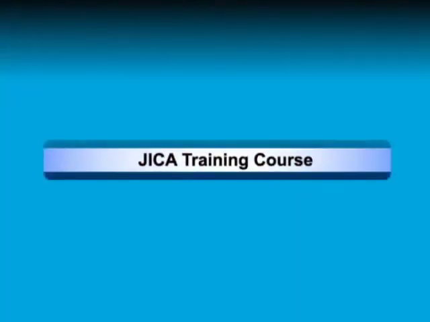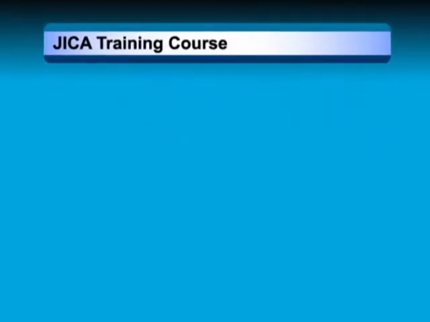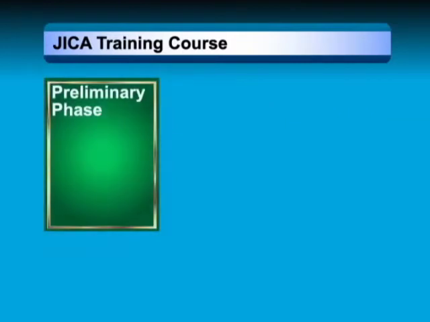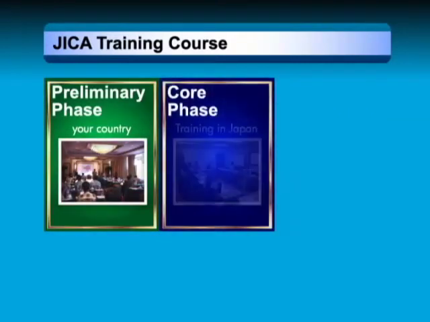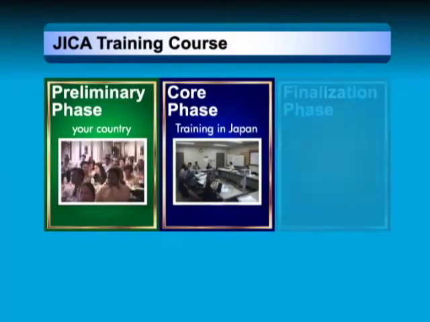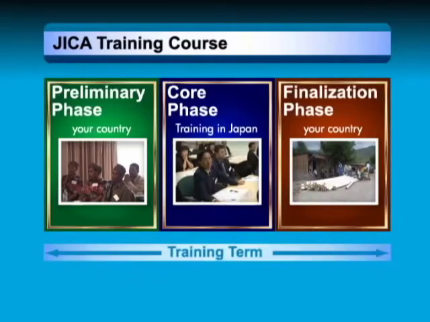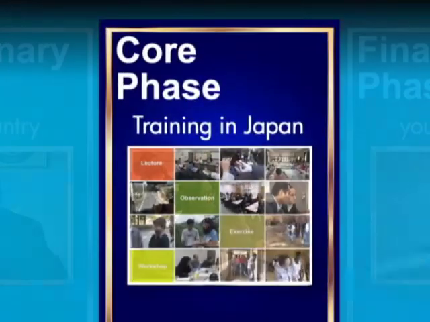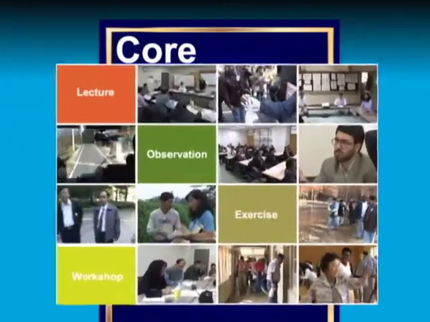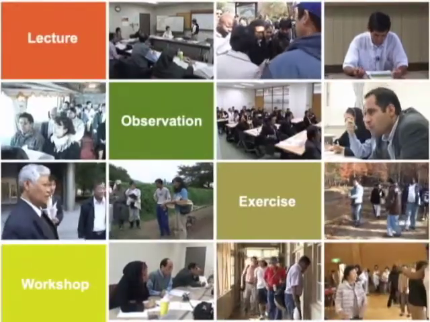Generally, JICA training courses consist of three major phases, which are the preliminary phase in home country, the core phase in Japan, and the finalization phase after returning to your countries. The core phase consists of various coursework, such as lectures, observations, exercises, and workshops.